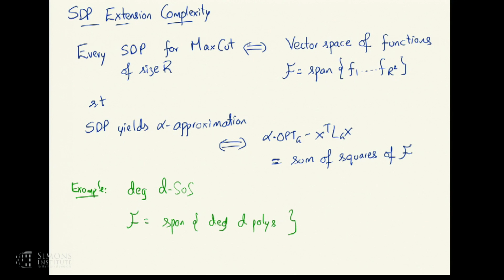And what the SDP does, essentially, given the slack function, is try to express it as a sum of squares of functions from this vector space, which is a sum of squares of low degree polynomials, or, if it's a general vector space, a sum of squares of functions from that vector space. A lot of this was already covered yesterday by Hamza.